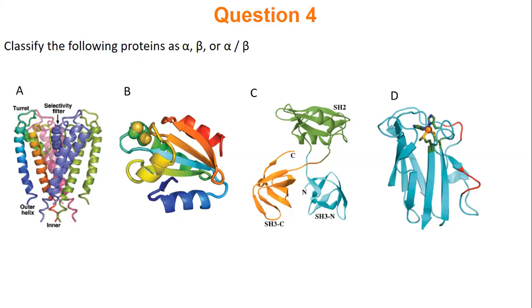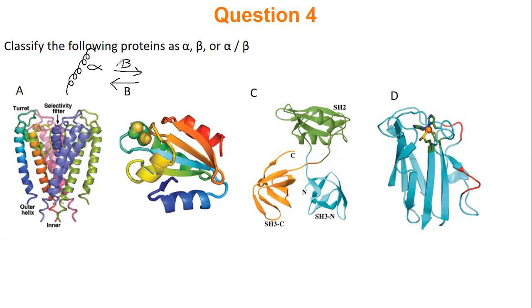And this, share. So A is an alpha protein. It only has alpha helixes in it. There's no beta sheets. So anytime you see the ribbon, that's an alpha helix. Anytime you see an arrow, that's a beta sheet. There's no arrows in there, so that's an alpha protein. B, you have both alpha helixes and beta sheets, so that's alpha beta.